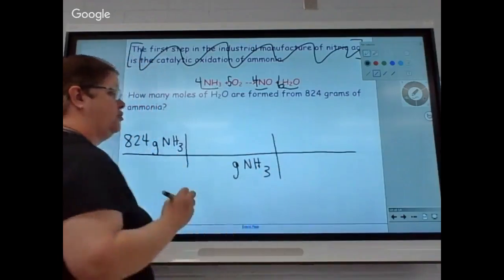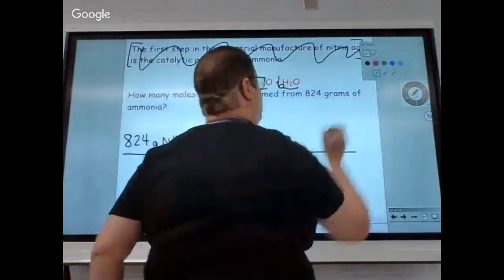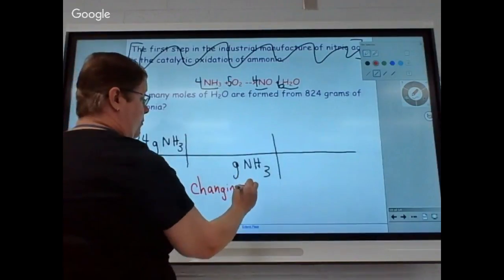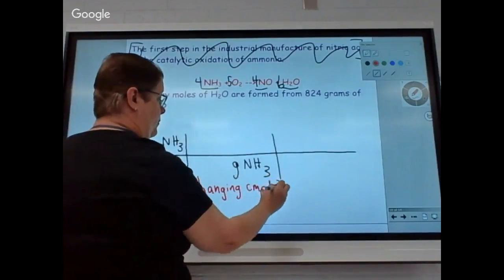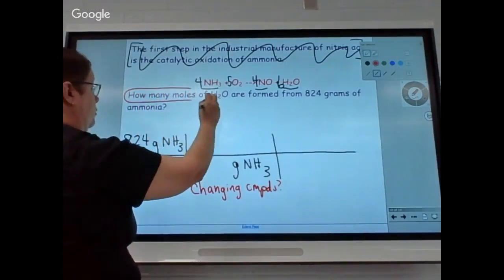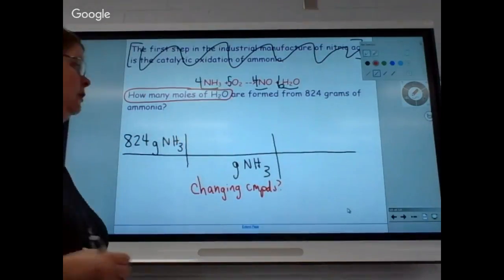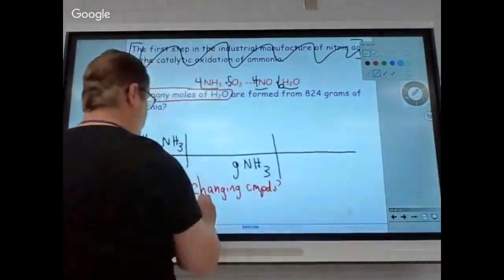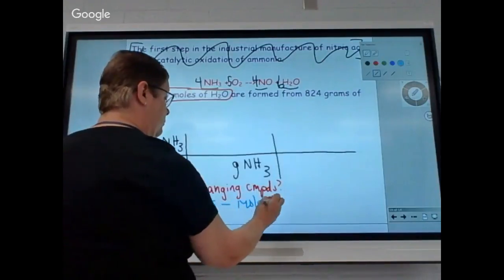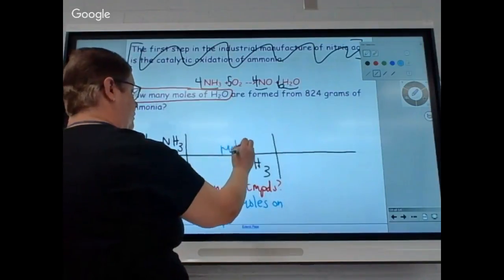And a couple of us are still struggling with that. But whatever's on top goes to the bottom. Now, ask yourself again, are we changing compounds? What are they asking us for? They're asking for moles of water. So are we going to have to change compounds? Yes. If you answer yes to this question, you have to put moles on the top line. So I'm writing moles on the top line.